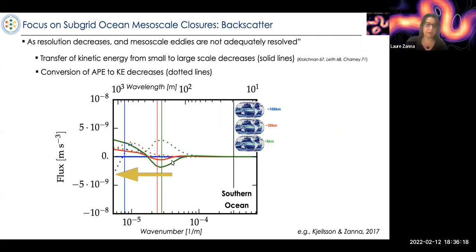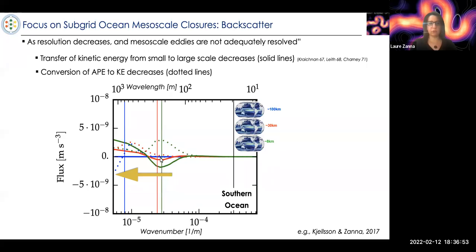And so this is illustrated here when we compute the flux of energy as a function of wave number in the Southern Ocean in a global simulation run at 3 different resolutions. So the thick lines are the kinetic energy transfer. And in green, this is the energy transfer from a high resolution simulation. So we have a negative lobe over here. That means we're extracting energy from the small scale, and a positive lobe here. So we basically have been pushing energy from the small scale into the large scale.